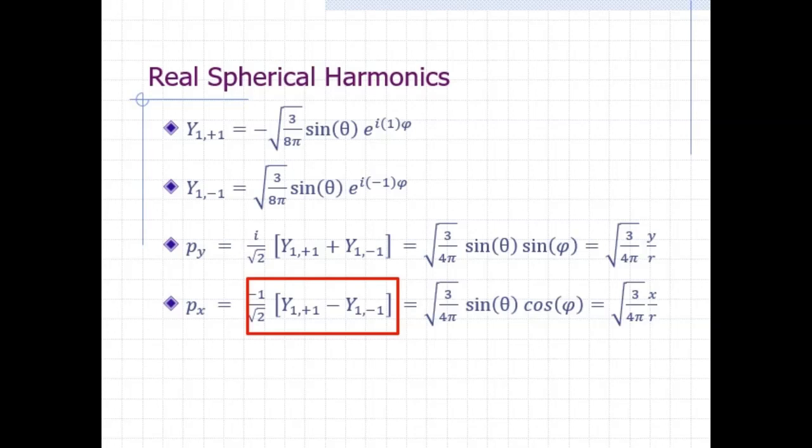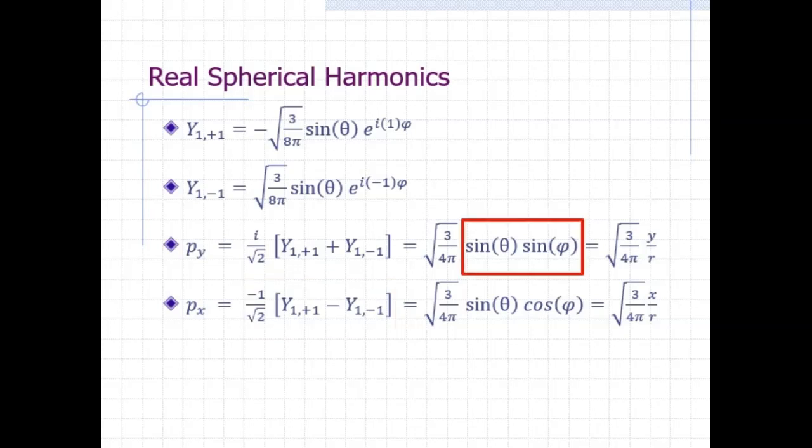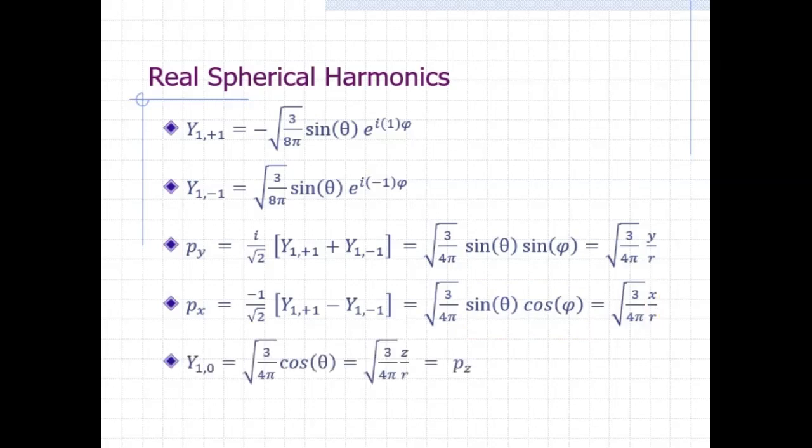We will see these functions again when we talk about atomic orbitals. Note that sine theta times sine phi is equal to y over r. Hence, the name py. Similarly, the name px is based on the fact that sine theta times cosine phi is x over r. Incidentally, the spherical harmonic Y1,0, which is real, is equal to a constant times cosine theta. Cosine theta is equal to z over r. So here, we can see similarities in the expressions for py, px, and Y1,0. In fact, Y1,0 is also referred to as pz.